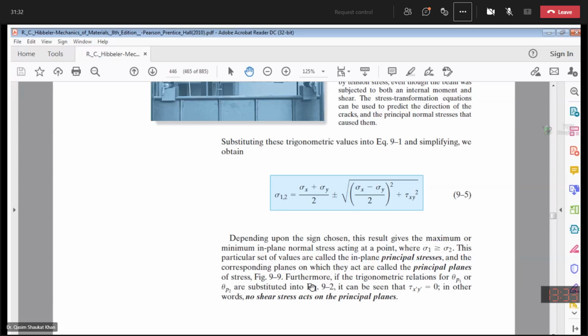Okay? You might get a very small value of the shear stress like 0.1 or 0.2. That is basically the rounding error. Actually, we must get the shear stress value as 0 over the principal planes. Shear stress 0 over the principal planes. Fine. If you have any question, you can ask me now.